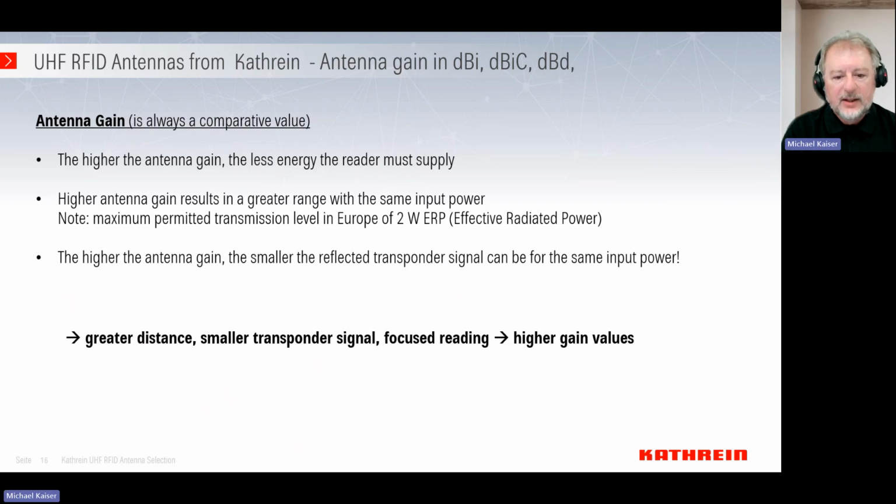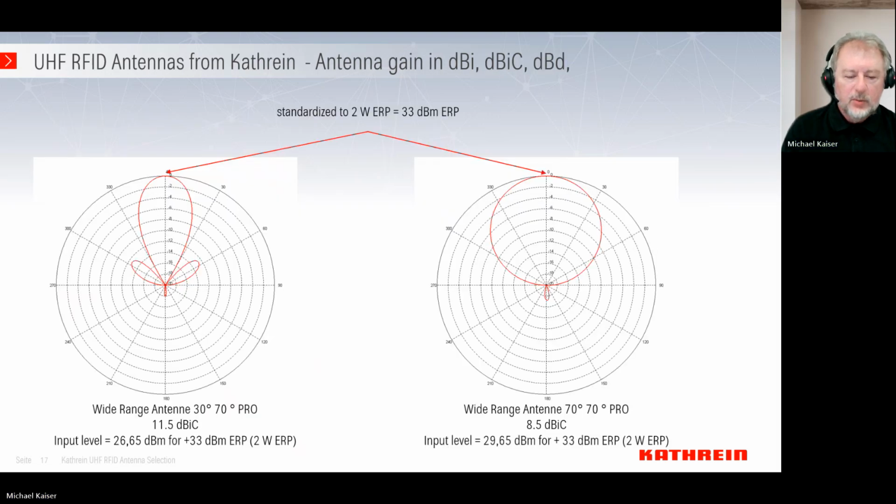And the higher the antenna gain, the smaller the reflected signals can be with the same input power. So greater distance, smaller transponder signals, weak transponder signals, and focused reading. In this case, we recommend higher gains. We have talked about this standardization of 2 watt ERP and about the half power beamwidth. We will have the next slides.